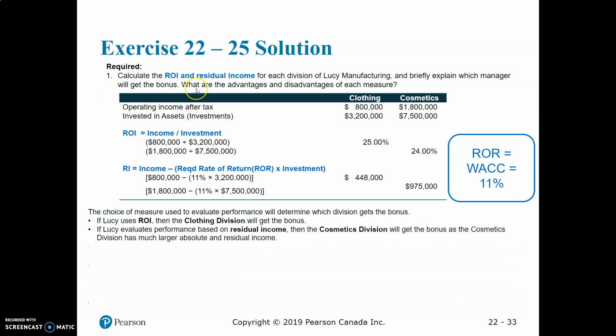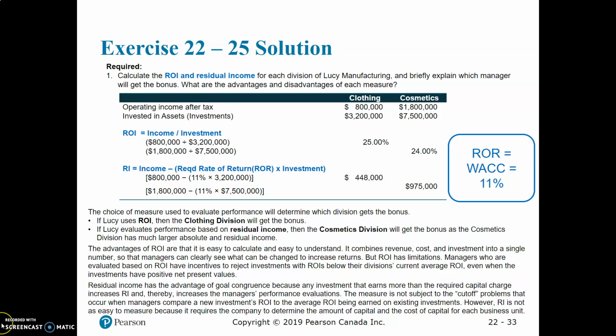The third part of question number 1 is, what are the advantages and disadvantages of each measure? The advantages and disadvantages of ROI and residual income methods are listed on this slide. I would encourage you to pause the video and read these advantages and disadvantages.